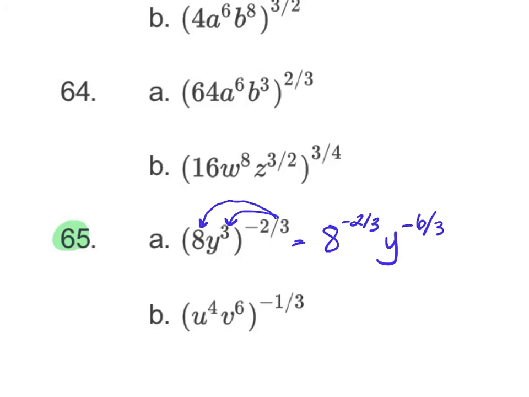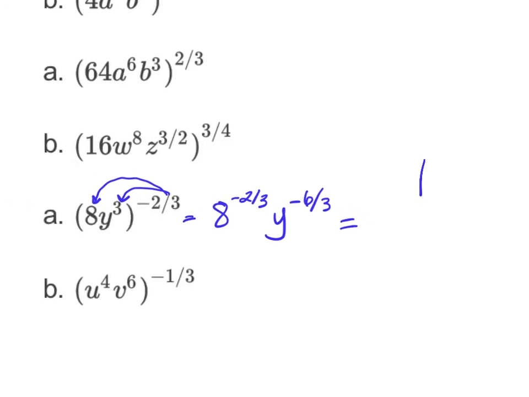As soon as I see negative exponents, what do you think I do? Switch it. Put it over 1. So I have 8 to the 2/3, and then I have y. What's 6/3, guys? 2. Squared, good. So I have to evaluate 8 to the 2/3.